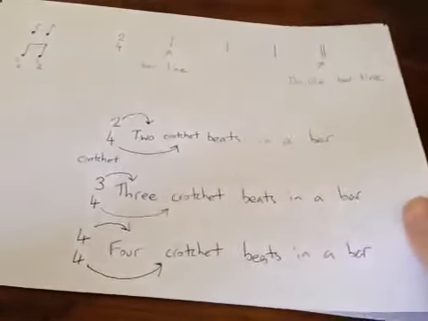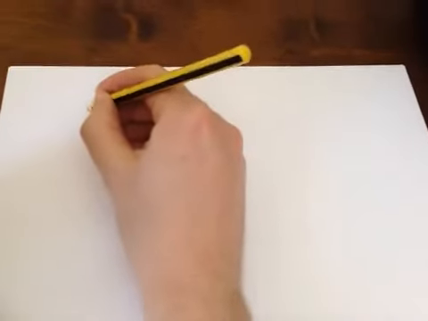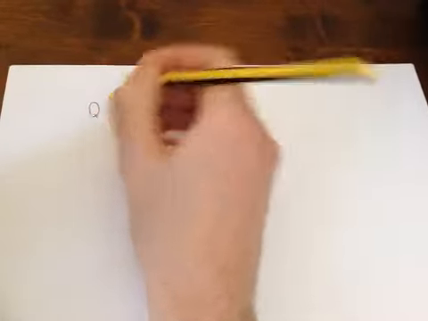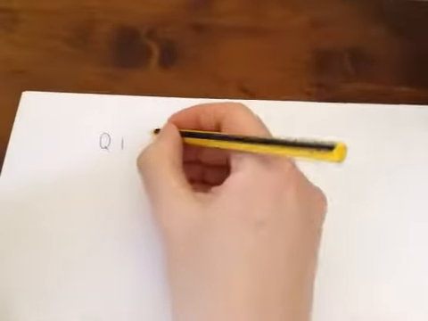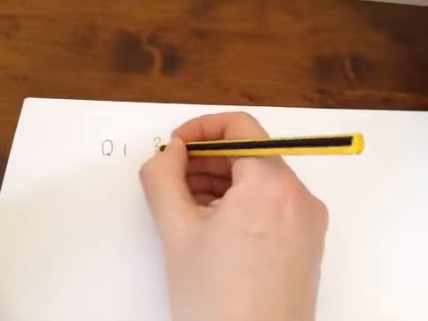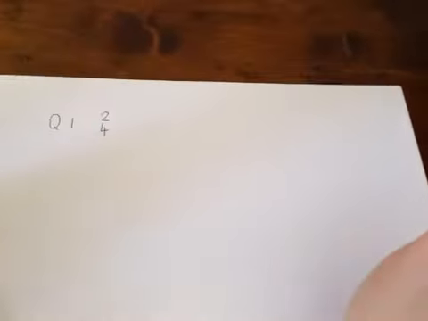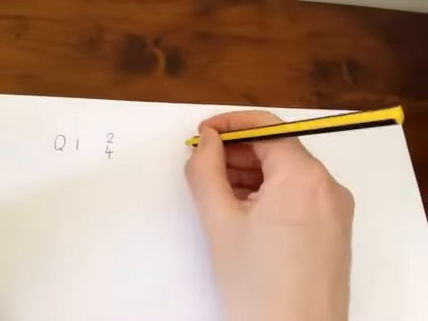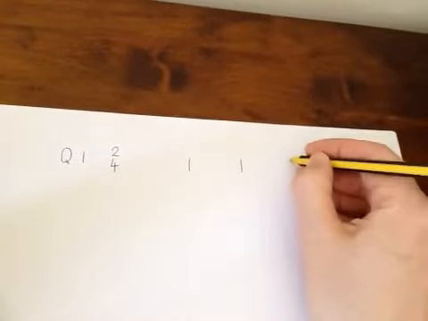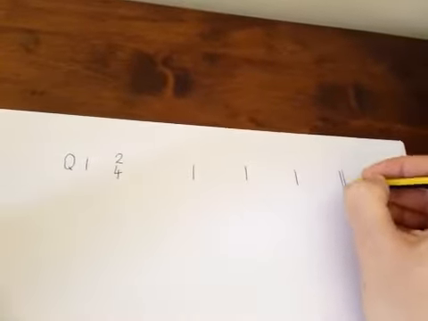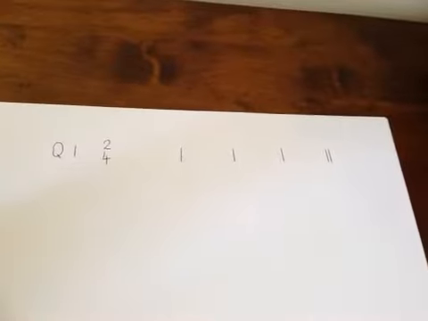Okay, on to the next thing. If I write question 1, I'm going to write some music, and it's going to be in 2/4. Let's put the bar lines in, and let's put a double bar line at the end. That means the piece is finished.